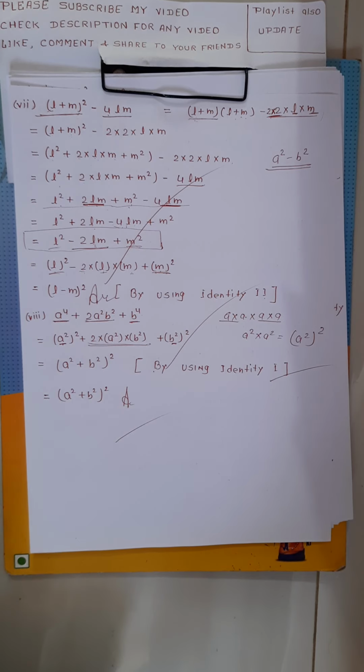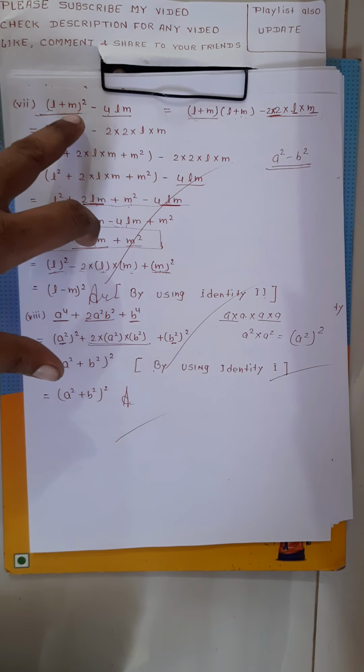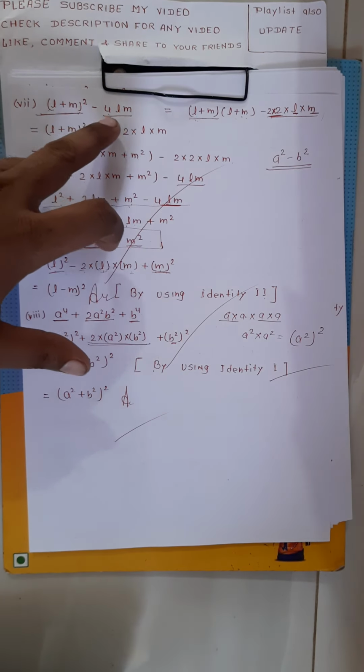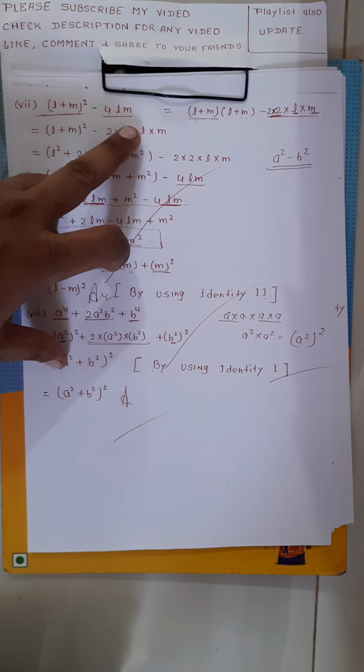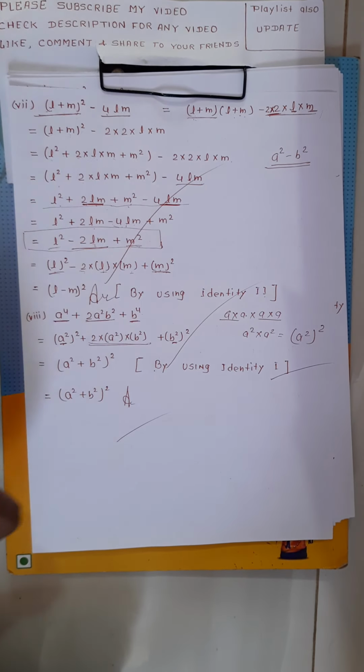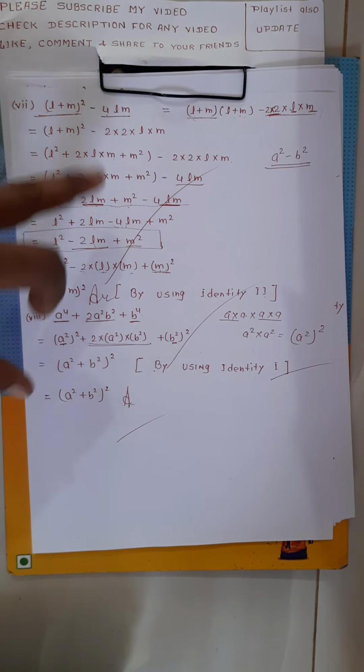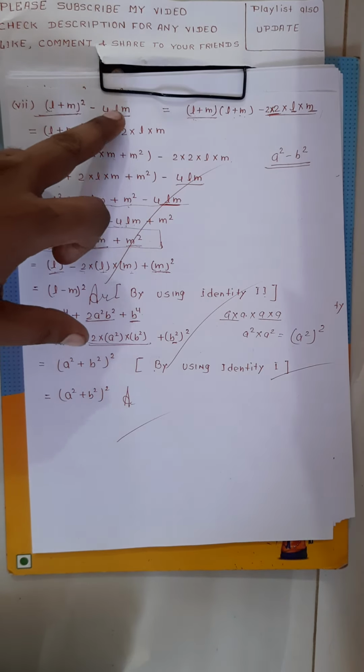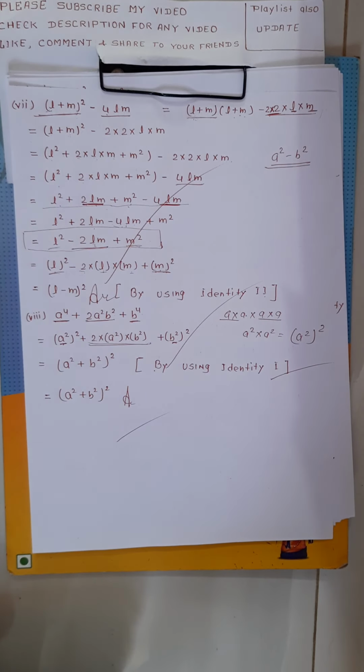Now we have come to question number 7. Our question number 7 is whole square of l plus m minus 4lm. In this question we have seen that it has only two terms.